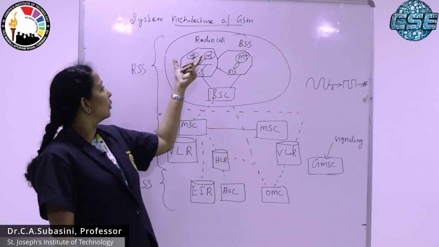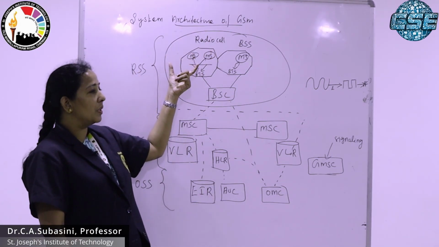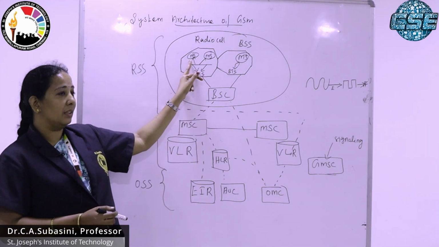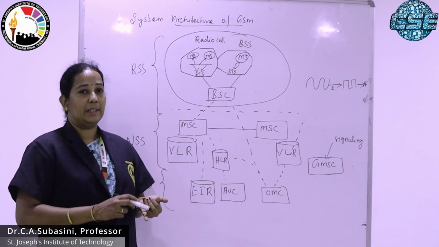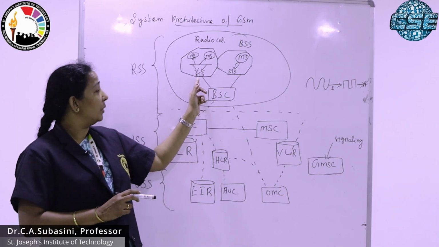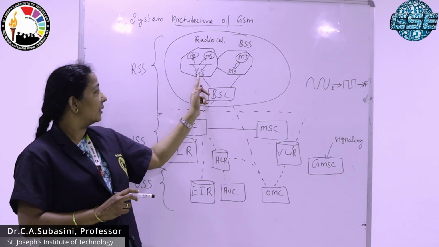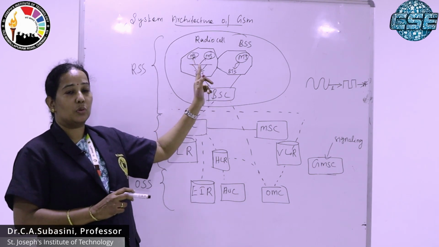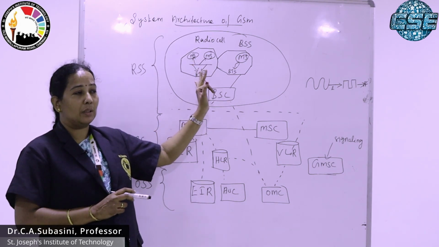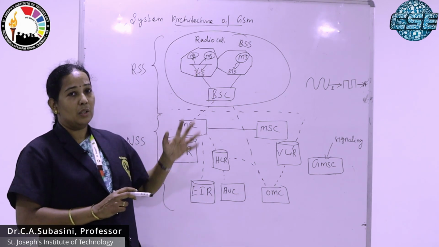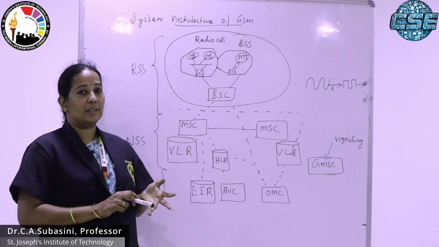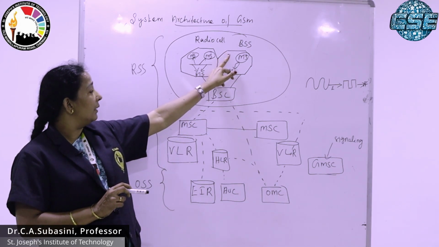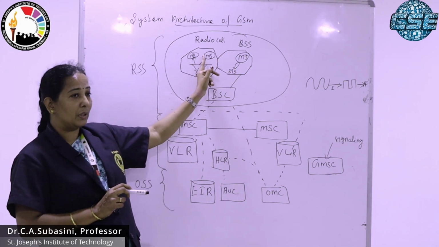The first is the BSS. In the BSS, MS is the first component. MS is the mobile station, which includes the mobile devices. Then we have the BTS, base transceiver station, and the BSC, base station controller. In the mobile phone we have two different components: the first is the IMEI number, and the SIM card is another one. So these three different components are there.